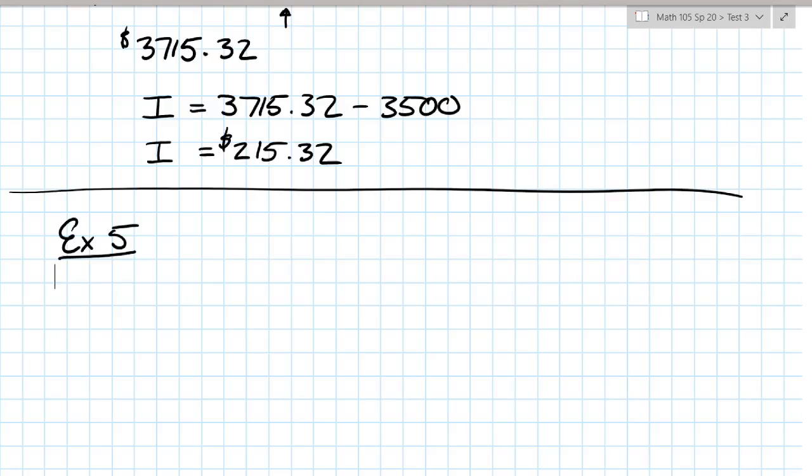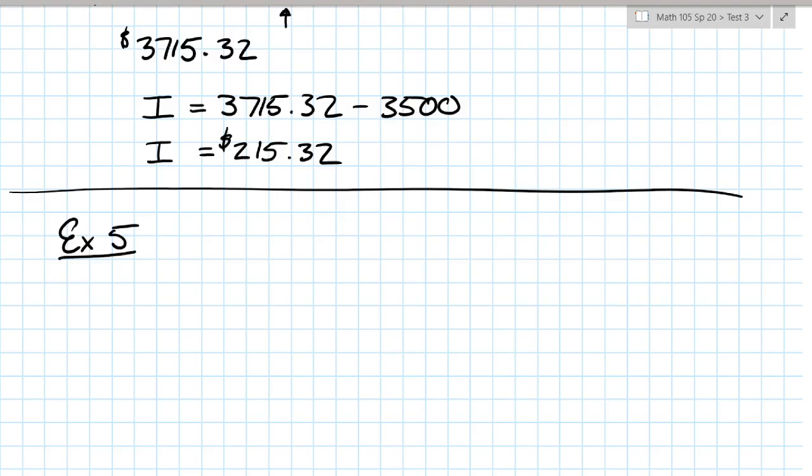Our next problem is another compound interest problem. This is example 5 on page 402. And it says, upon the birth of a child, a parent wants to make a deposit into a tax-free account to use later for the child's college education.